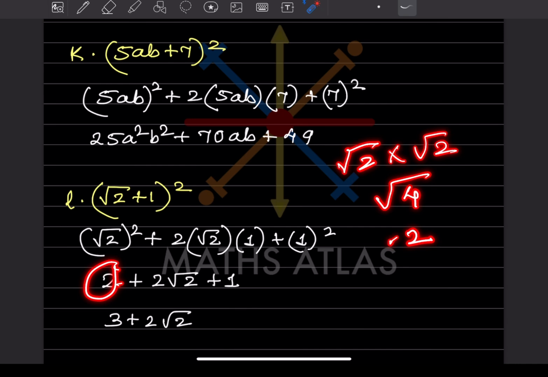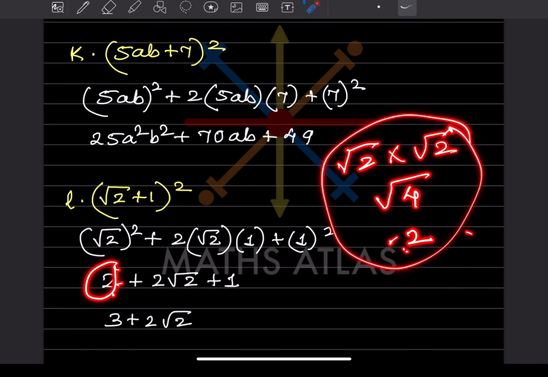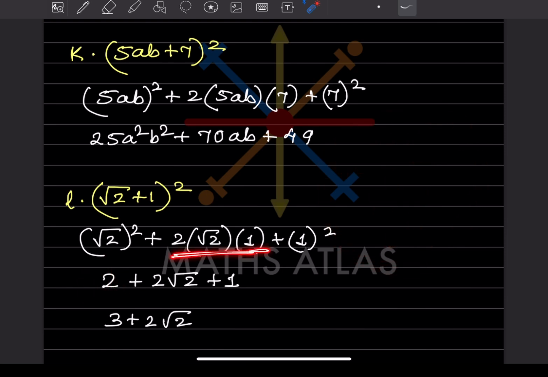So this I showed you with a long one with more steps. So that should be 2. Here will be 2 root 2 into 1, that is going to be 2 root 2. And this is 1 square, which is going to be 1. So now what we can do here, 2 plus 1, that is going to be 3. That will be 3 plus 2 root 2.